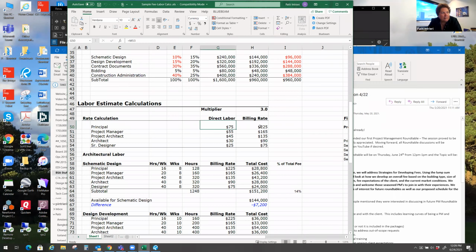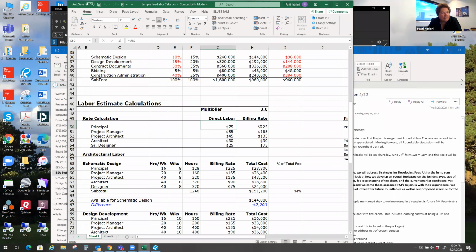So, everybody builds it differently. The other thing I like to do is track the percent of the fee that we're actually spending against the percentage for each phase, so that I know when we're going to be over. And you can see this is based on the traditional breakdown, where 40% goes to construction documents as opposed to 40% going to construction administration. So anyway, this is kind of my overview of how I do this.